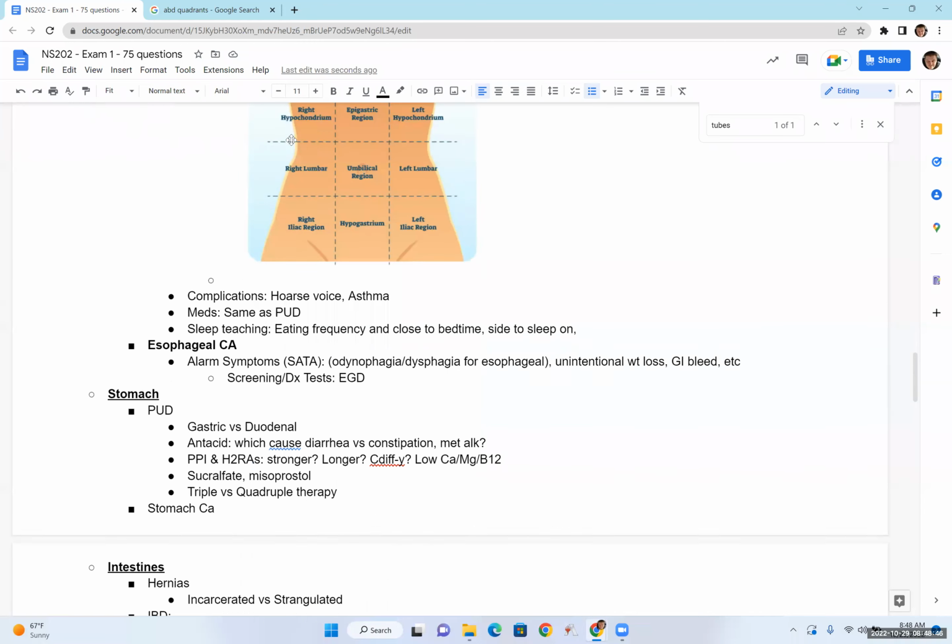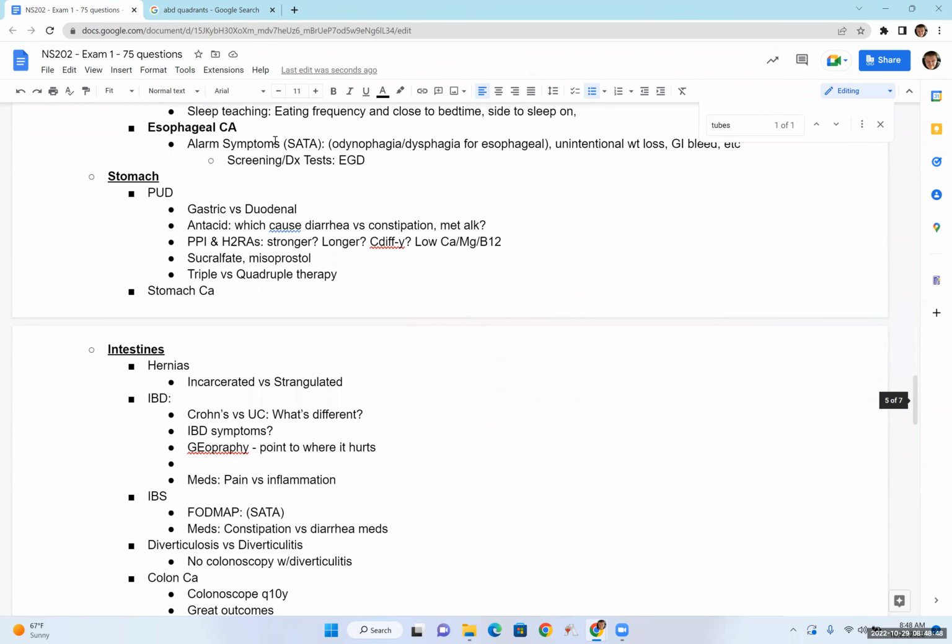All right, so GERD, esophageal cancer, and we've got our stomach stuff, right? We've got PUD and stomach cancer. Stomach cancer and colon cancer are going to have the alarm symptoms, but they're not going to have the odynophagia and dysphagia, because that's the esophagus and a tumor interfering with that. But they're definitely going to have what other alarm symptoms?